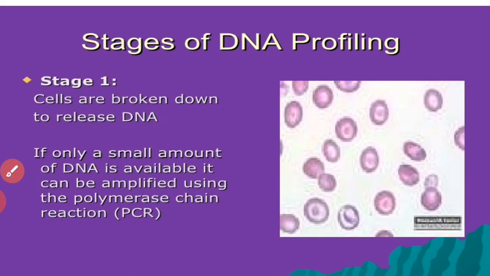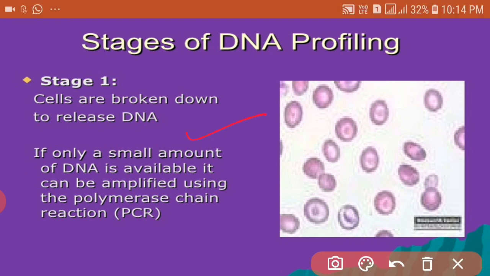So now we will study the various steps which are involved in the process of DNA fingerprinting. First step is cells are broken down to release the DNA. Then, in some cases only a small amount of DNA is available, so it has to be amplified using PCR, that is polymerase chain reaction, in which the amount of DNA is amplified.